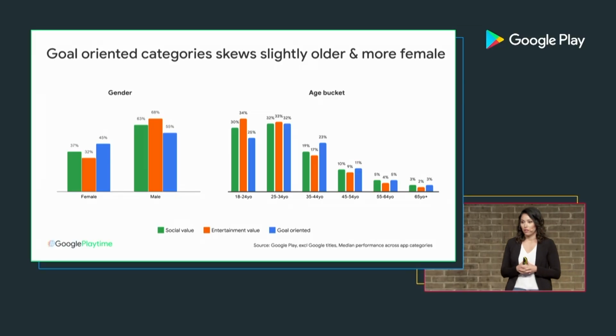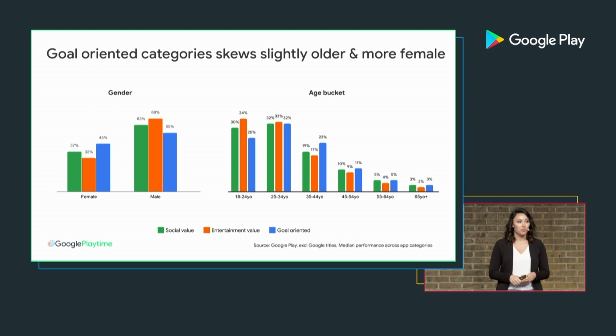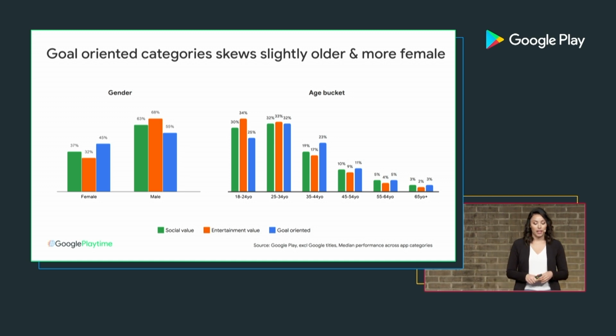Another popular question that we get from developers is around demographics information. So with the new groupings that we've defined, I wanted to share some data to help us all understand how Google Play user demographics might differ across them. So what we're looking at here is the median distribution of monthly active users across the categories within each of the groupings that we created. The left is showing you the gender distribution, and the right, the age bucket.